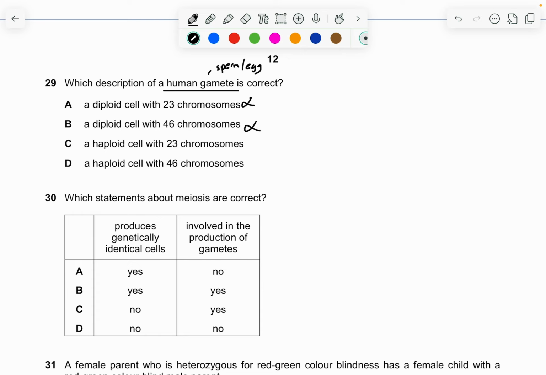When they are haploid, they are half of the diploid chromosome number. So we have 46 chromosomes, divided by 2, we get 23. So the answer is C.